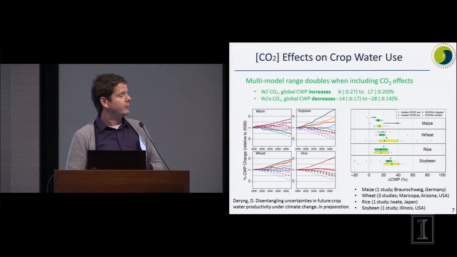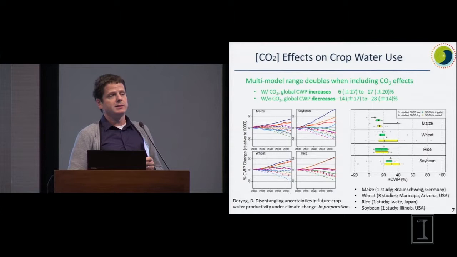And that was determined to come from the fact that CO2 effects were found to be twice as strong in models that don't consider nutrient stress, because of course they weren't nutrient limited in those regions and exacerbated those effects. We wanted to look similarly at what the effects of CO2 and water were. So we did a further analysis looking at crop water productivity.